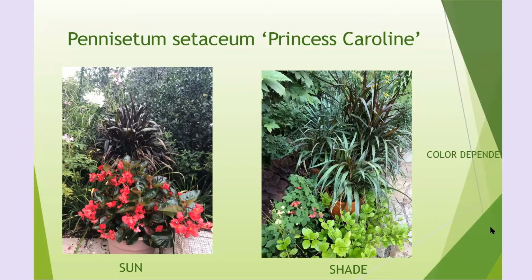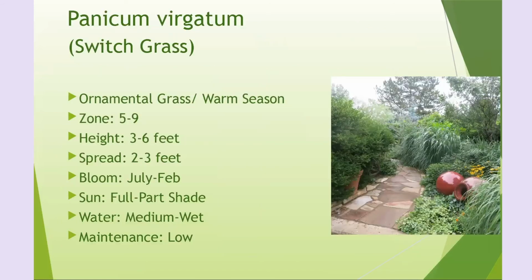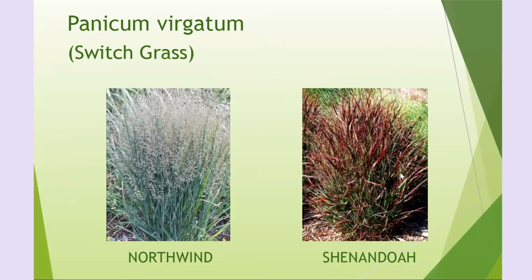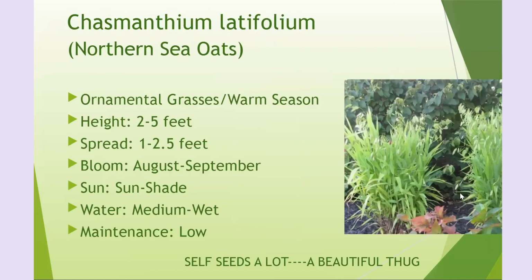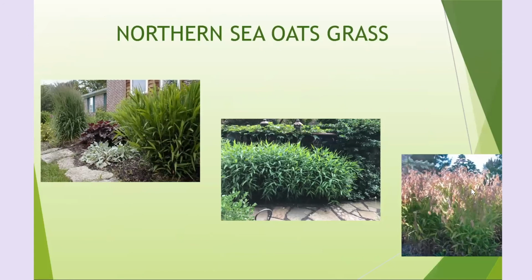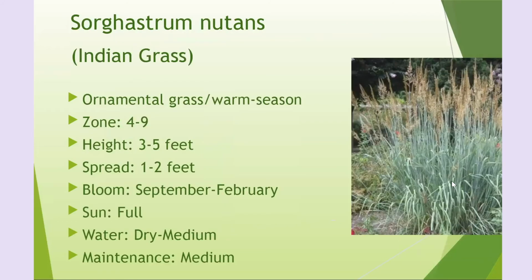And this is North Wind, and Shenandoah, Panicum virgatum switchgrass is gorgeous. And this, the Chasmanthium latifolium, Northern Sea Oats. Well, I have it because I love the way it looks in the fall with the light going through it, but it sows seeds like crazy and they're hard to pull. Indian grass, again, is not elegant, but it's airy and fun.